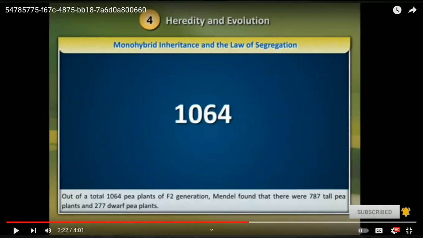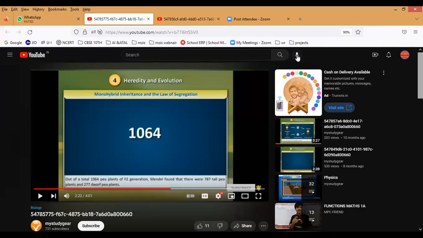So you can notice, what is the monohybrid ratio, everybody? 3:1. The monohybrid ratio is 3:1. So till here you have studied, then what is the law of inheritance? This is Mendel's first law of inheritance, also called the law of segregation. And what are the results of monohybrid inheritance? That is all we'll discuss in the next class.